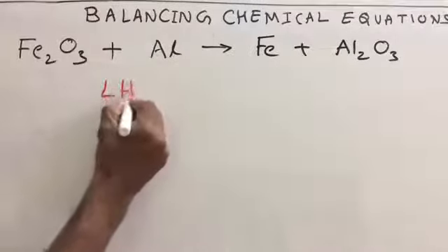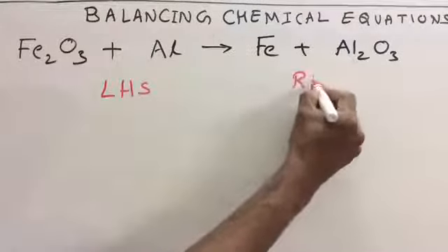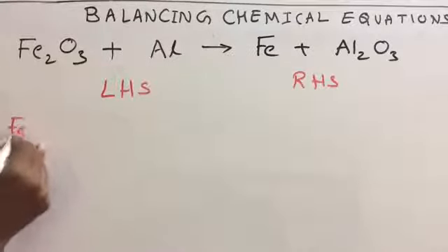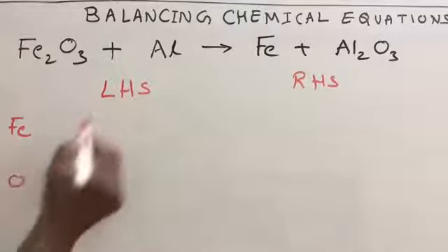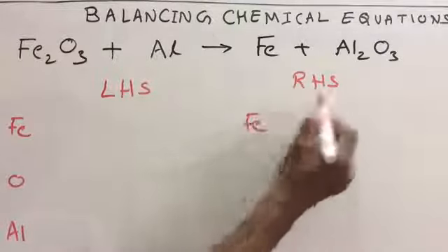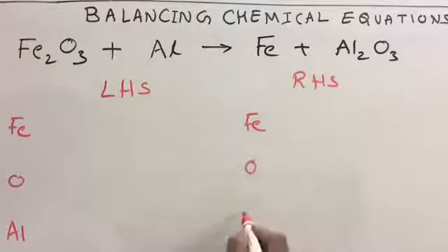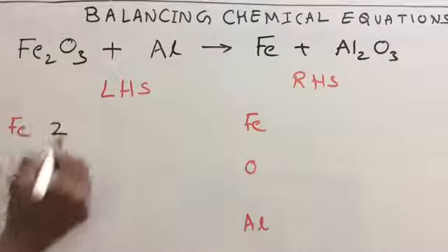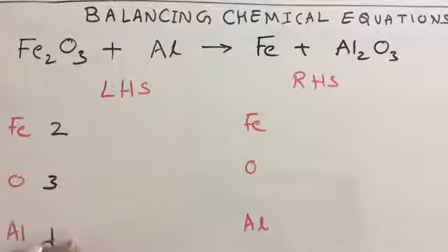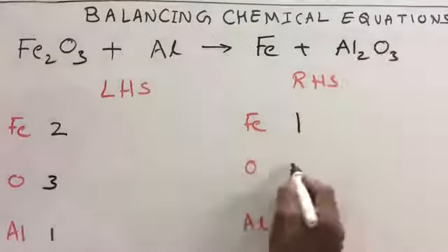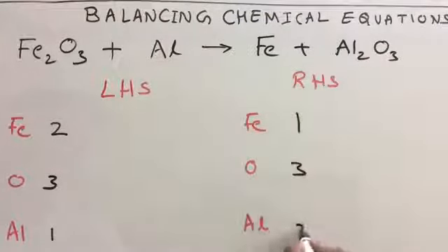Write the equation first and then write LHS, RHS. On LHS the atoms: you have iron, you have oxygen and you have aluminium. Similarly on RHS you have iron, you have oxygen, you have aluminium. Now check the number of atoms of each. For iron you have 2 on LHS, for oxygen you can see 3, aluminium 1. On RHS iron you have 1, oxygen you have O3 means 3 here, aluminium Al2 means 2.